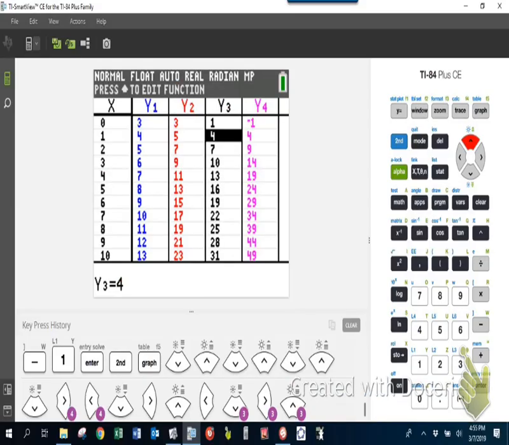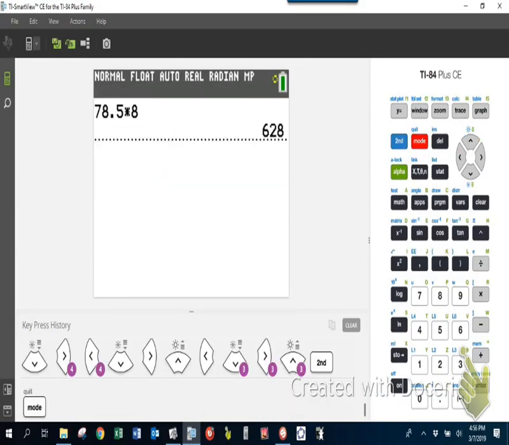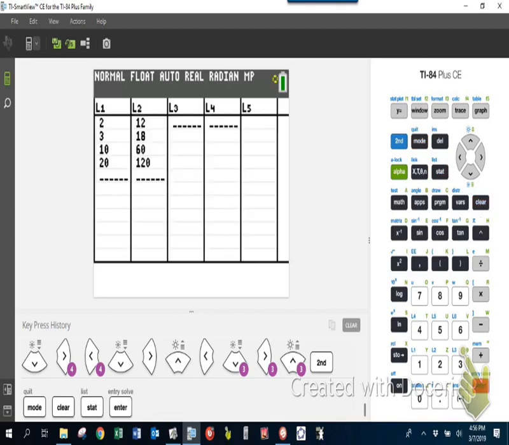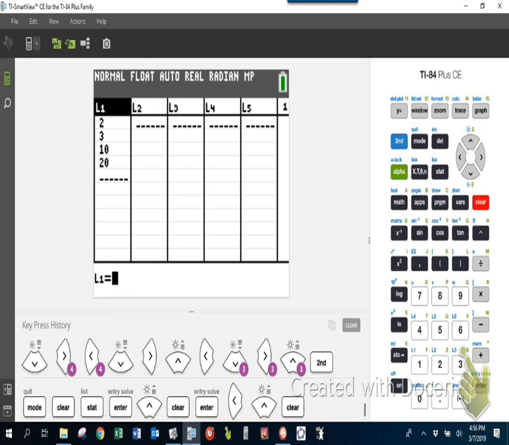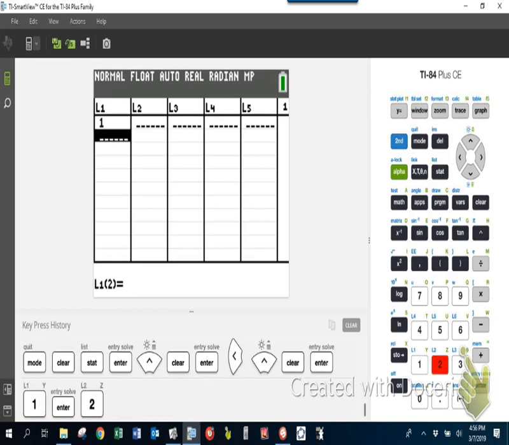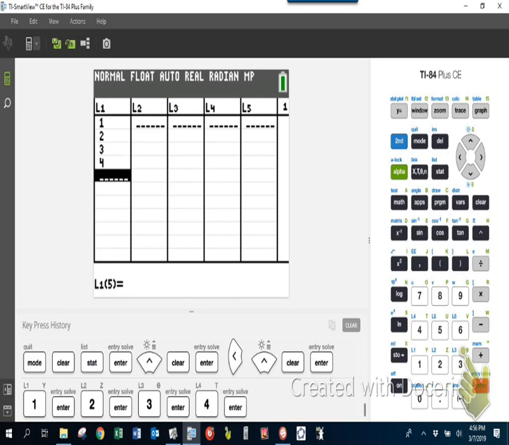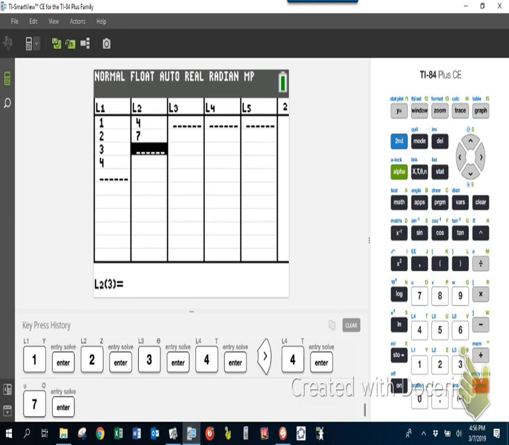Here's linear regression. Let's go back to the home screen, and we're going to go to Stat, Edit, and I'm going to use, I didn't clear it the last time I used it. I'm going to use the list 1 for x values and list 2 for y values. So I'm going to do 1, 2, 3, 4. Those are my x's. And then my y values will be 4, 7, 10, 13.